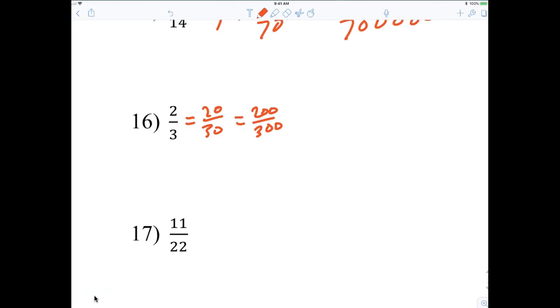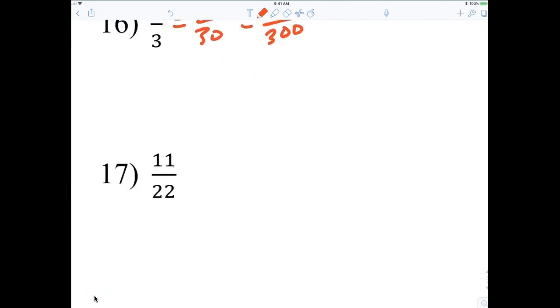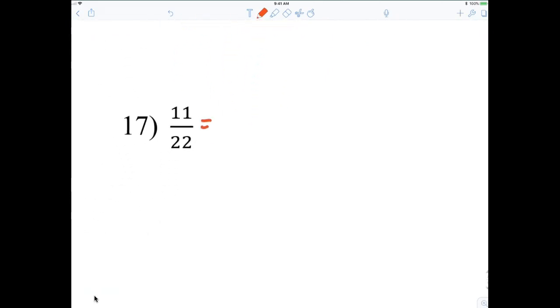I don't really care. The next one, could you do like 40 over 60? Next one, could you do like 110? Yeah, that's what I'm saying. It's the easiest one. Now, 11 over 22, most people just say that's the same as 1/2, but you don't have to. You could say 110 over 220. Yeah. It's easy.